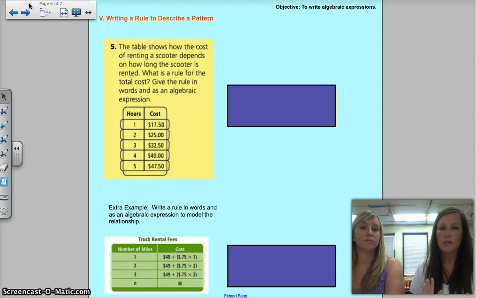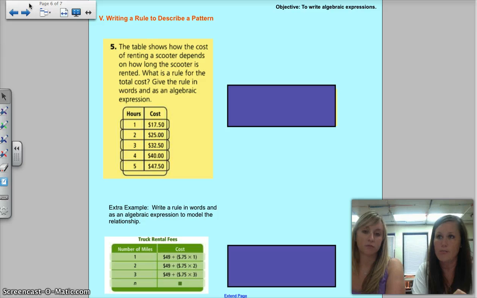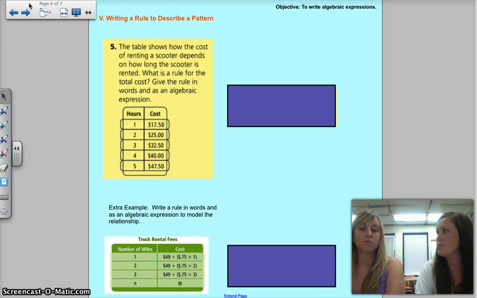Number 5, last thing, then we're done. We're good at writing a rule to describe a pattern. So we're going to look at this table and analyze what pattern is happening. The table shows how the cost of renting a scooter depends on how long the scooter is rented. Well, you're going to pay more the longer you rent. So what is the rule for the total cost? Then give the rule in words and as an algebraic expression. All right, so let's look at how this table is increasing. Let's look for the pattern.